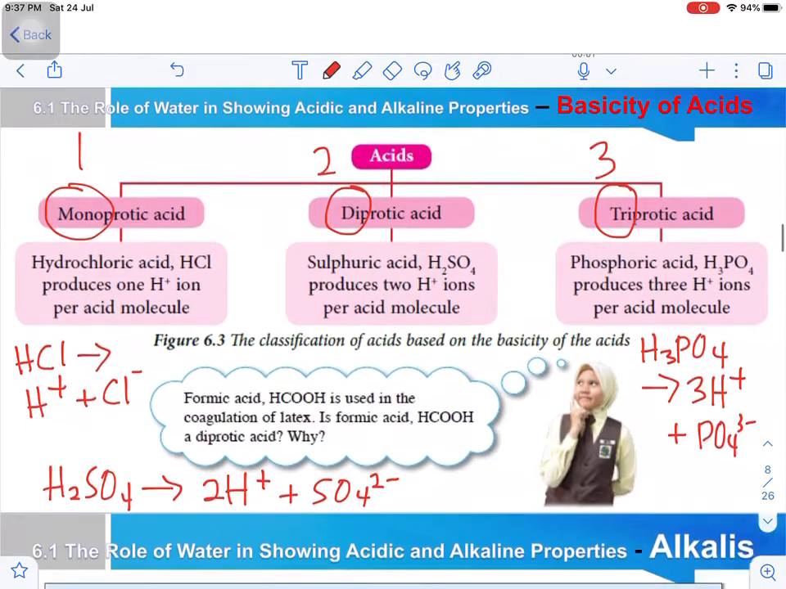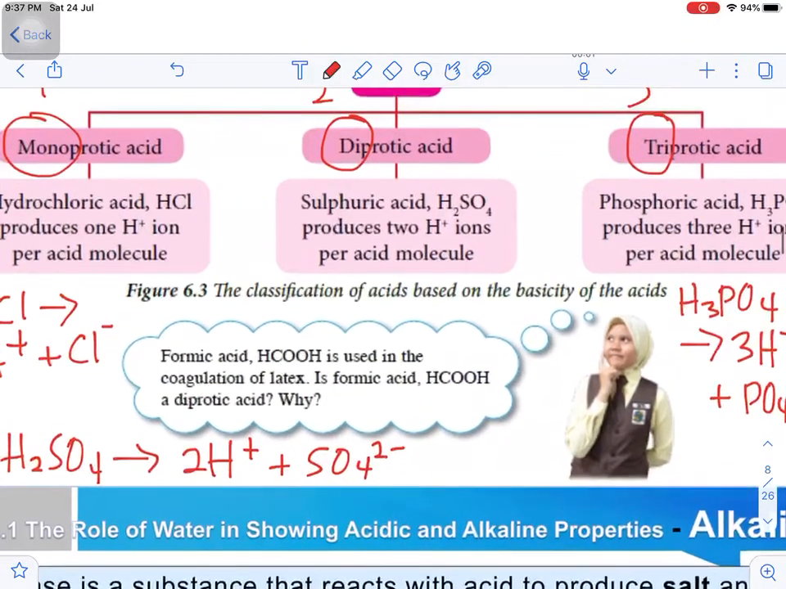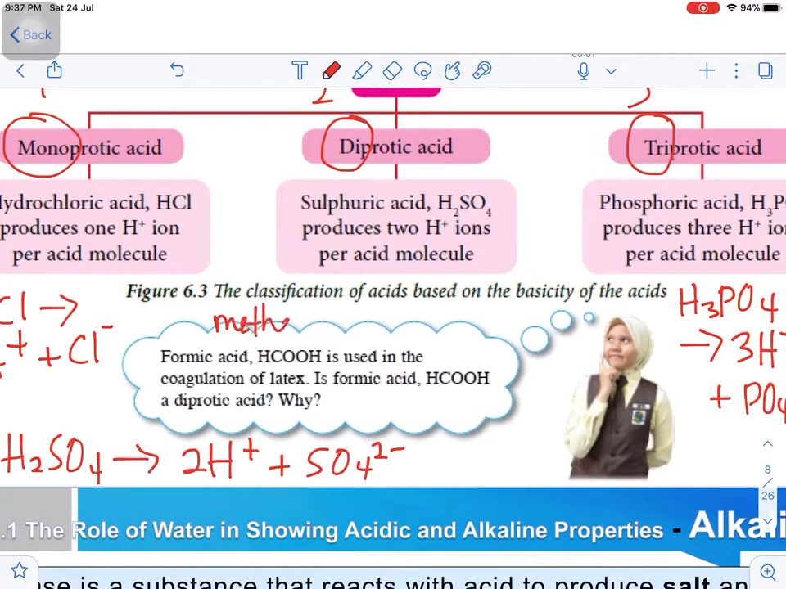Okay, besides that, formic acid. Formic acid, other name is methanoic acid, is used in coagulation of latex. Is formic acid a diprotic acid? As you can see in the formula, we have 2 hydrogen ion.